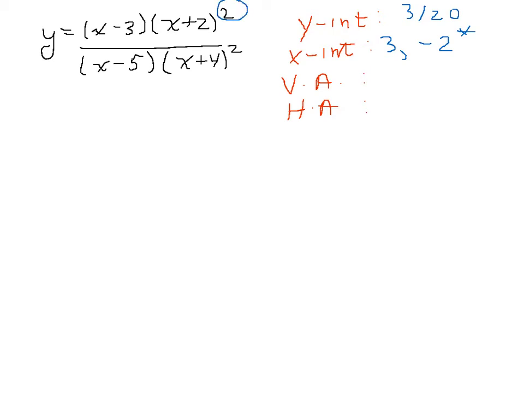The vertical asymptotes are what makes the bottom equal to 0. And so we get x equals 5 and x equals minus 4. And that minus 4 is special because, again, of this squared. We'll see what that does. Finally, the horizontal asymptote. If we were to multiply the top out, the leading term would be 1x cubed. On the bottom, 1x cubed. And so the horizontal asymptote is just y equals 1. So now we'll try to put all this information together and see what it looks like.